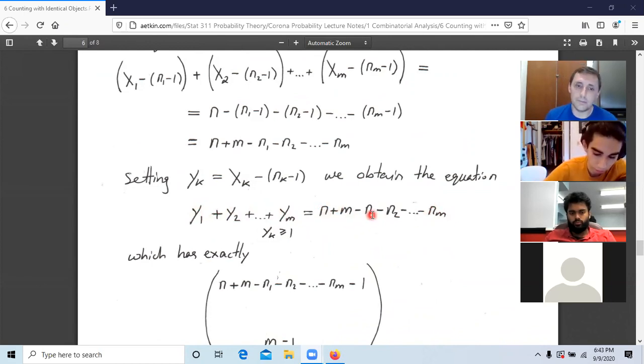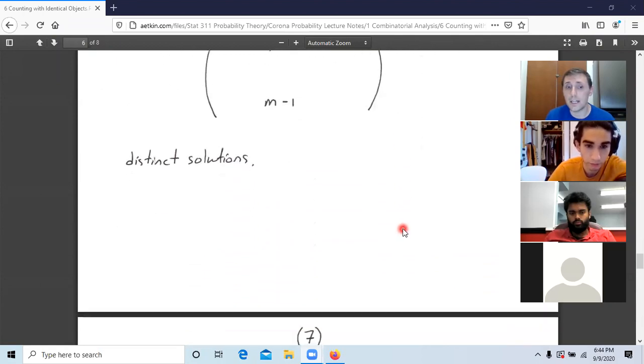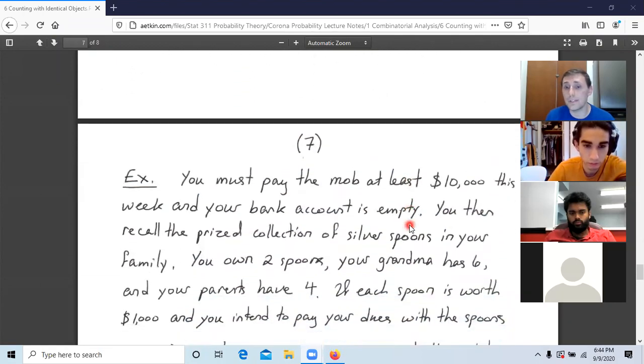So that's what we get here. So then we know already how to solve it, right? We just take this number, subtract 1 from it. You see here, each yk is bigger than or equal to 1. So we take this number, subtract 1 from it, and choose the category minus 1. That's the general solution. Let's try to apply this to this last example, guys.